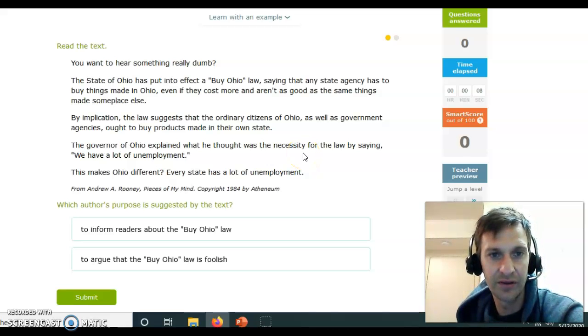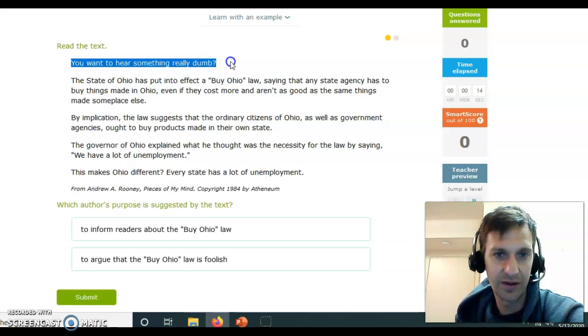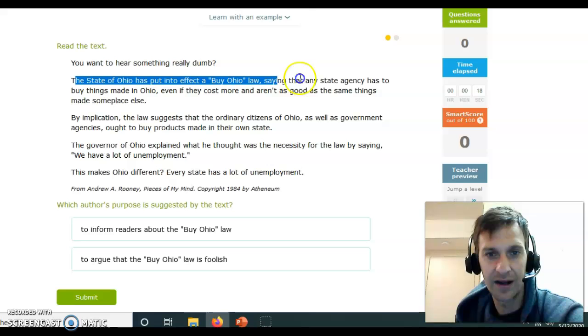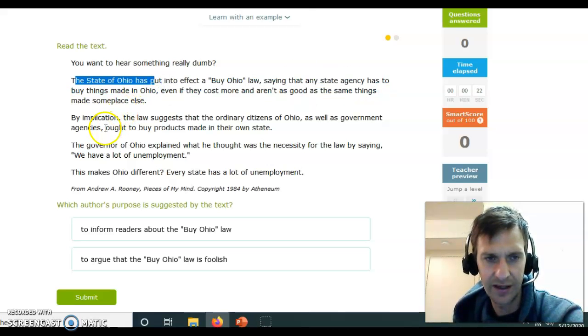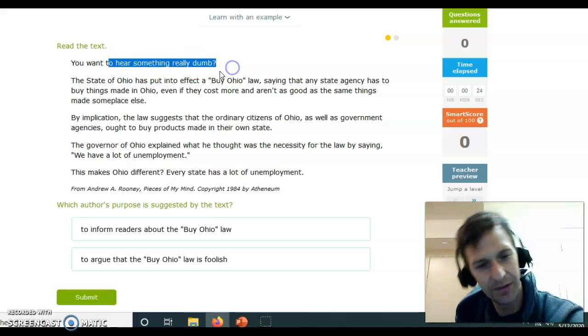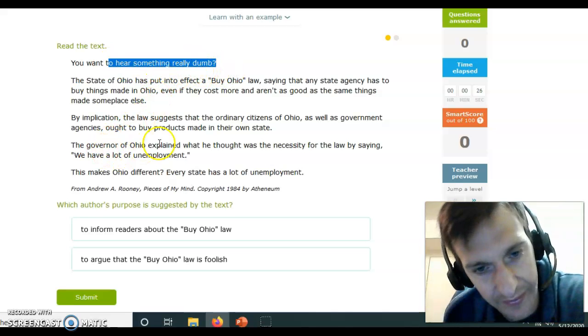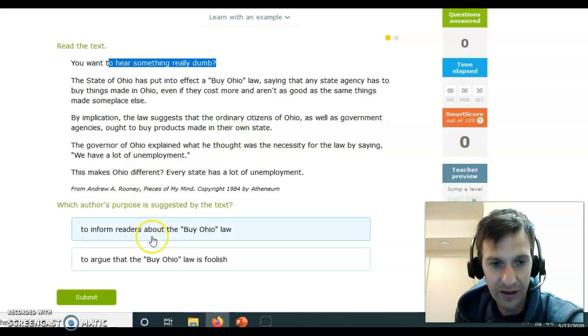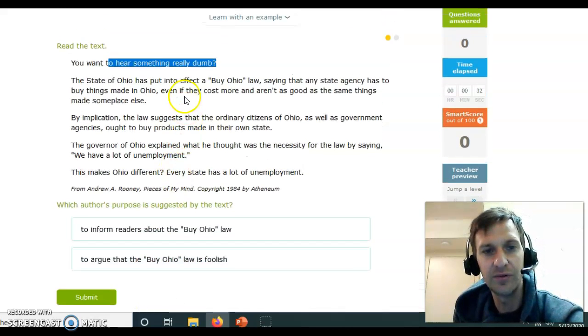What is he trying to do? You want to hear something really dumb, right? That first sentence alone should give it away. You want to hear something really dumb. The state of Ohio has put into effect a Buy Ohio law stating that state agencies have to buy things made in America. Alright? You want to hear something dumb. What does that word invoke? It invokes an emotion. It makes you think about something. So he's not trying to just inform you about the law. He's trying to argue that it's foolish, right? If something is dumb, it's foolish.